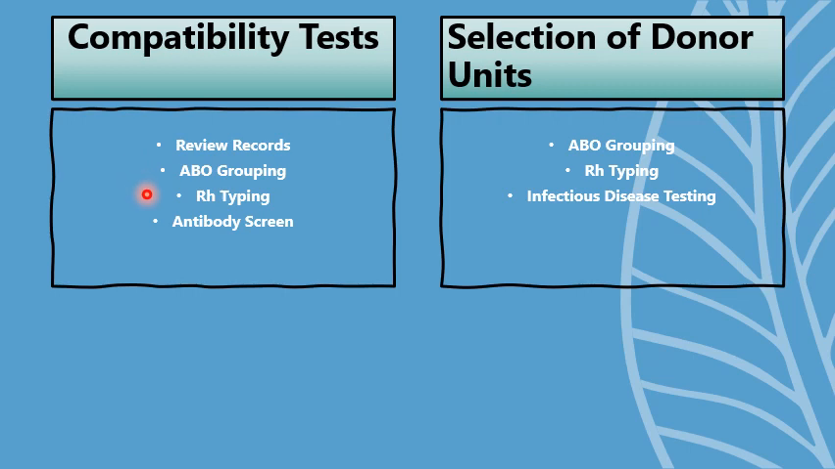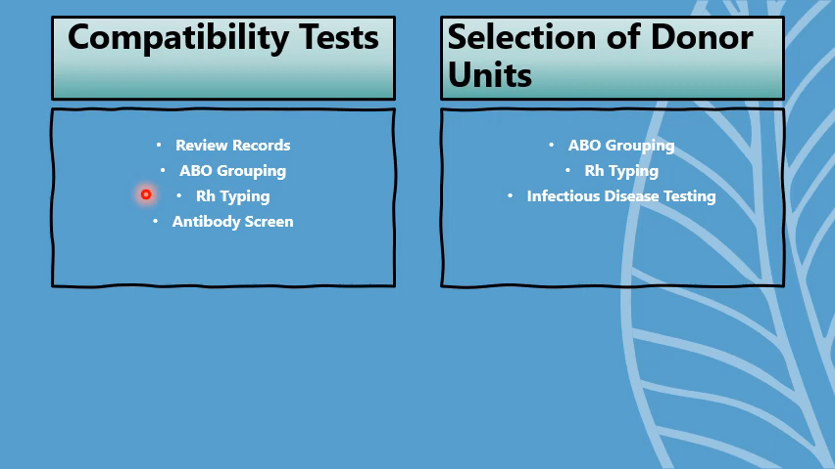Next is the RH typing. Same with the ABO grouping, licensed RH reagents should be used. Weekly test should be done if my RH negative. So, in weekly test, use RH negative control in testing weak D. So, if the control is positive, the result should be invalid.